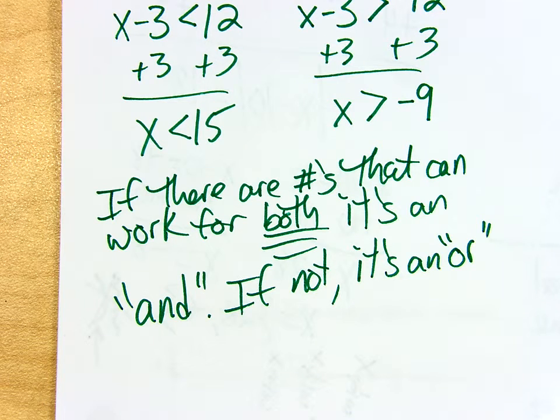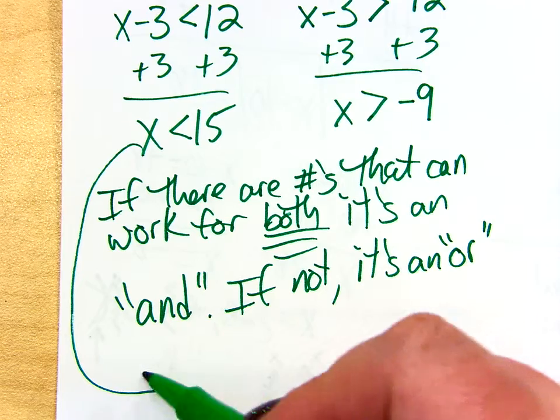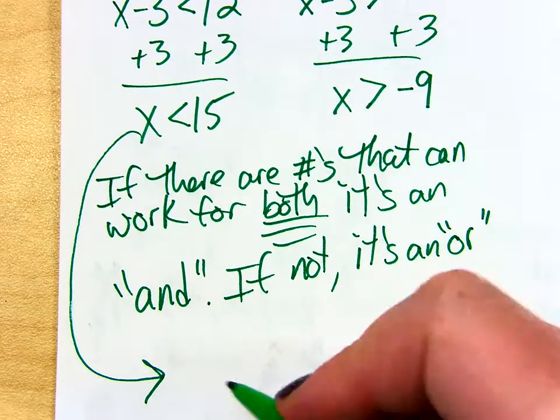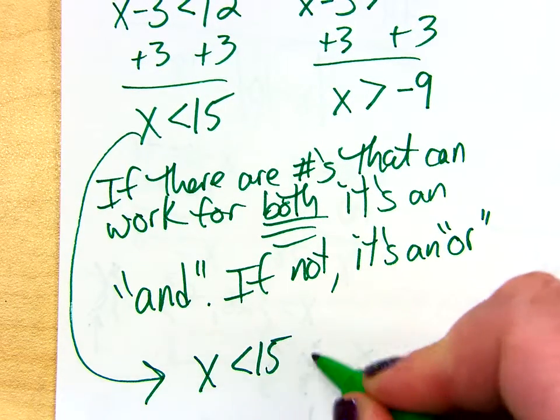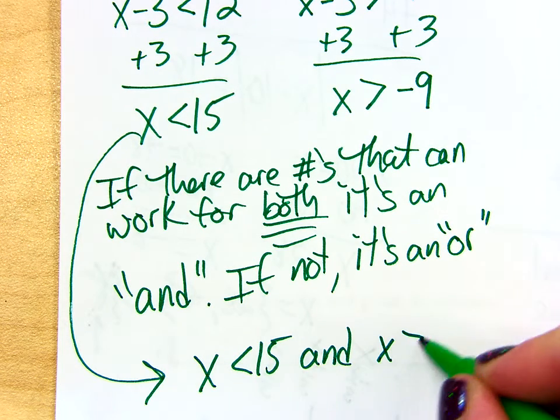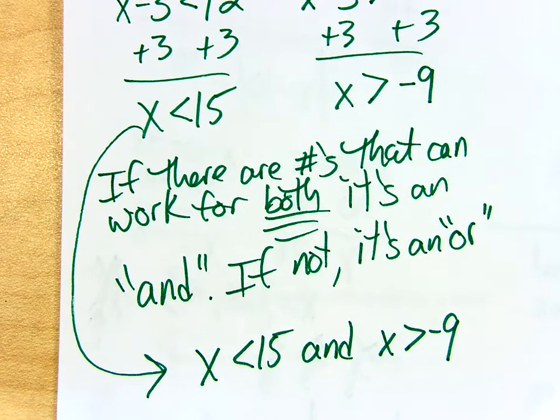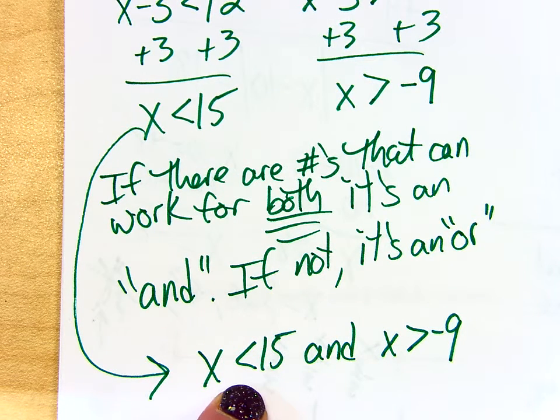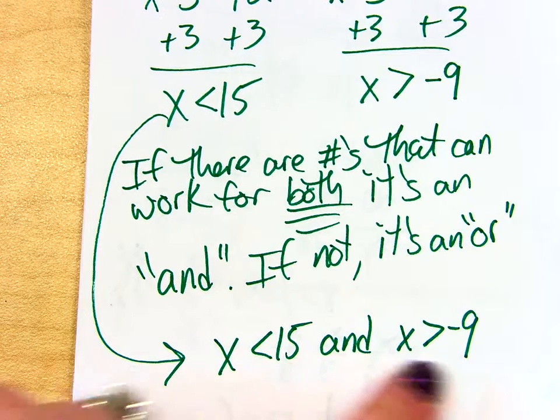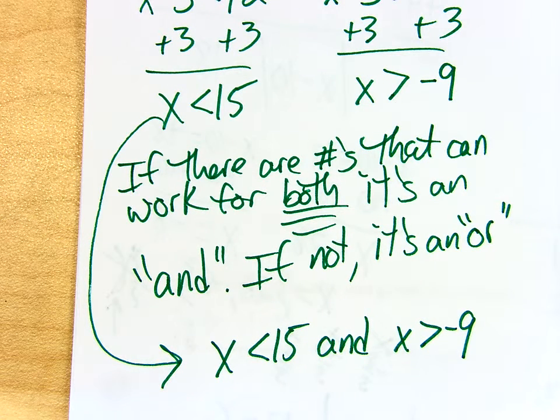So, to correctly write my final answer here, you have two options. You can write x is less than 15 and x is greater than negative 9. However, recall that ands can be written as an and sandwich, and that's preferable. You're not wrong. If you put this on your answer line on a test or a quiz, I'm not going to mark you wrong. But I can almost guarantee you when you go to take the SATs, the answer is not going to be listed like this.